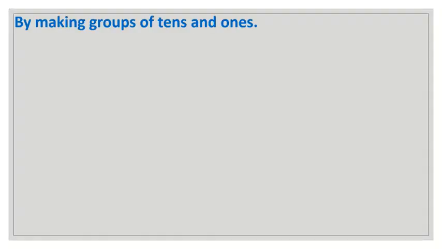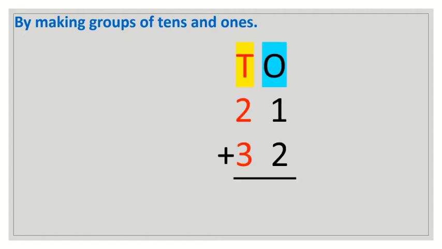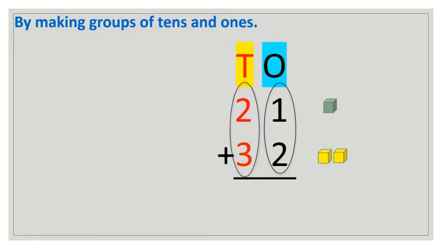We are going to learn about adding two-digit numbers. Here I'm going to add these numbers by putting them into groups of ones and tens by writing one number on top and the other at the bottom. This group is for ones and this is for tens. We always start our operations from ones place, so I will add the ones first.